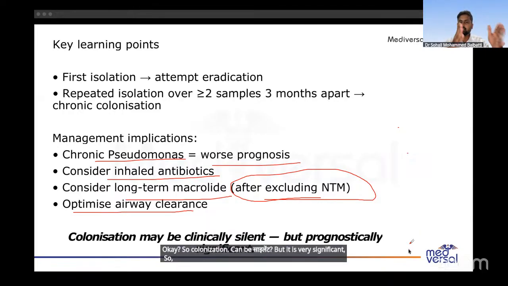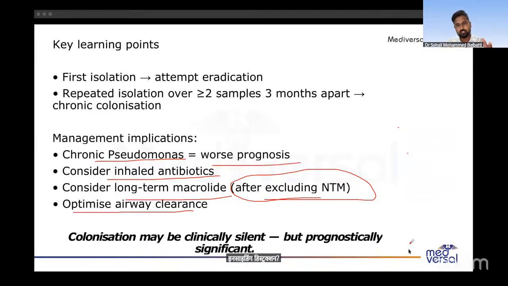So what we think is right now, the patient is not having any symptom. At present, the patient is completely fine, but inside it is causing destruction. The patient prognostically will do very badly. So prognostically it is very significant. That is the key learning point from this case scenario.